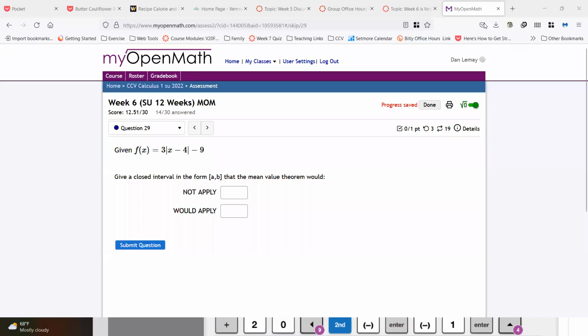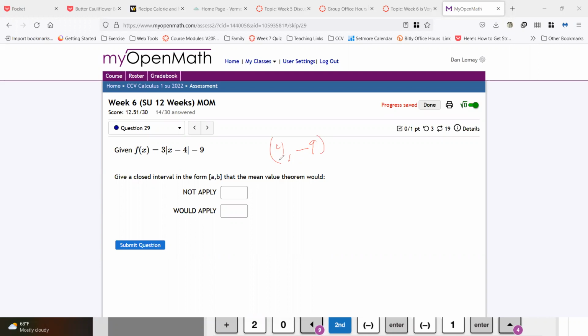All righty. In order for the mean value theorem to work, it has to be continuous on the closed interval and differentiable on the open interval. So where would it not apply? I know that this is an absolute value function. I know that the vertex is at 4, -9. I hope you remember that from algebra 2 or college algebra. So 4, -9 is where the vertex is, and that's where the corner happens. So we don't want to include that corner.